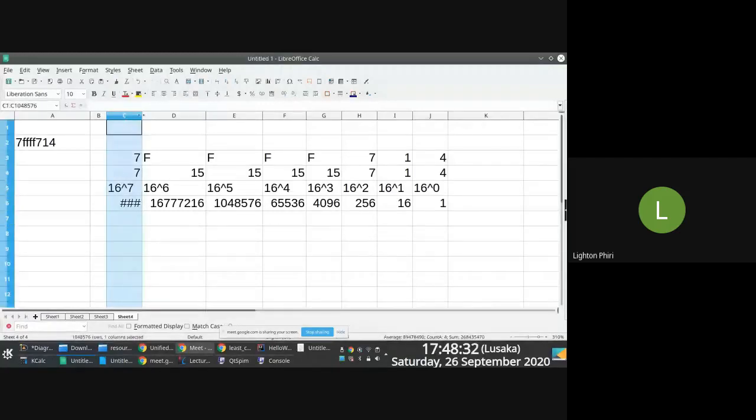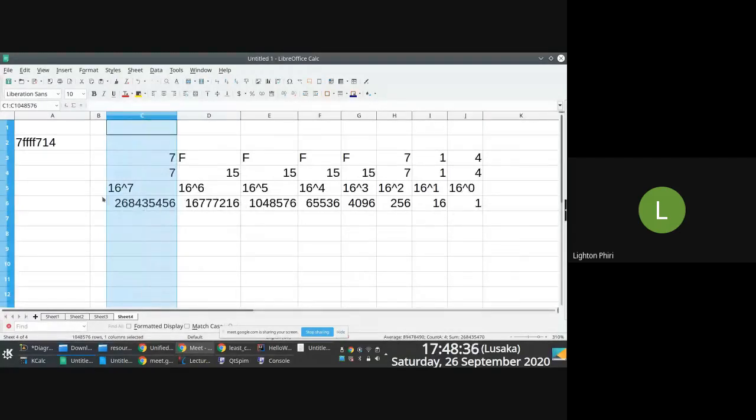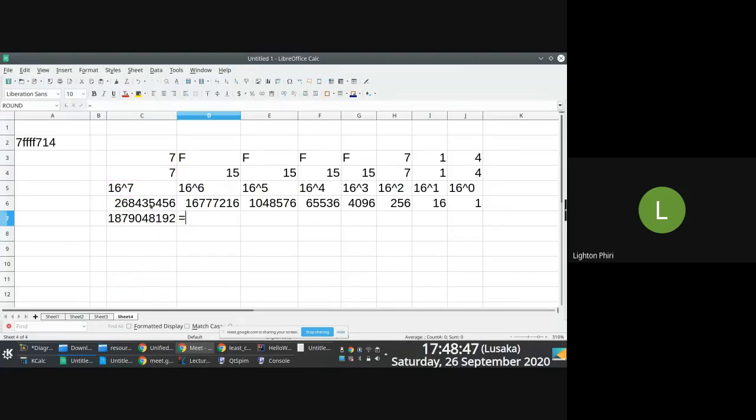So here's the thing, right? The next step is we multiply these magnitudes by the equivalent decimal number. So we come here, it's 7 times this. We come here, it will be 15 times this number. We keep doing the same thing over and over again, times this number, right? We come here, it will be 7 times 256. Then 1 times 16 is obviously going to be 16, right?